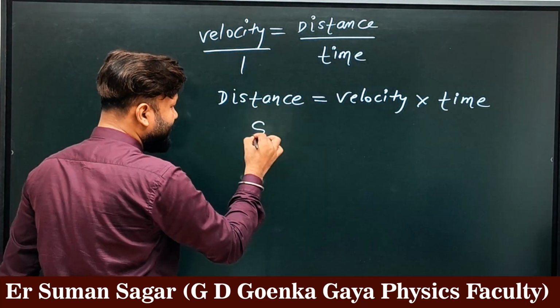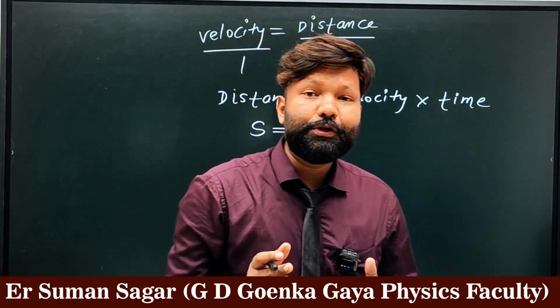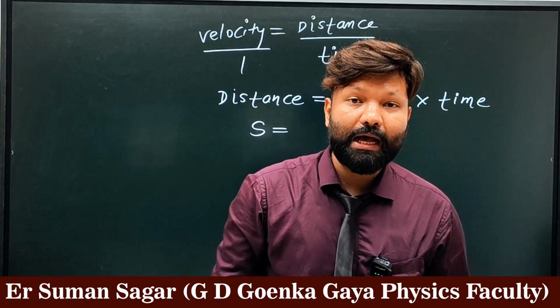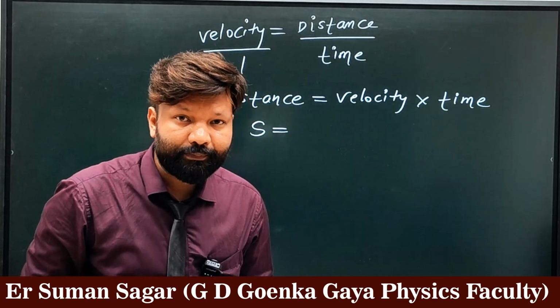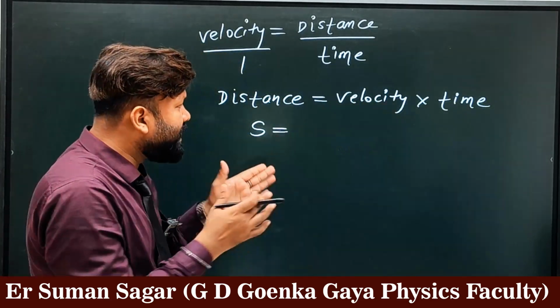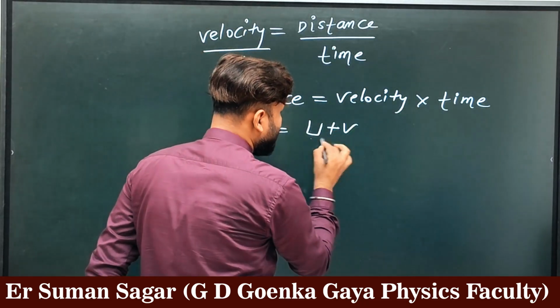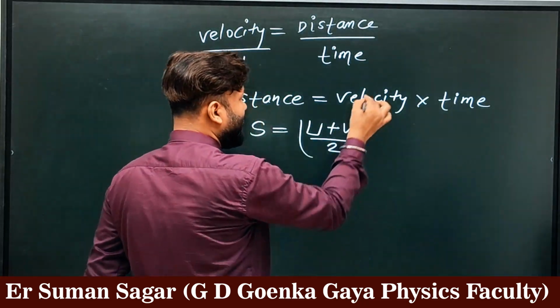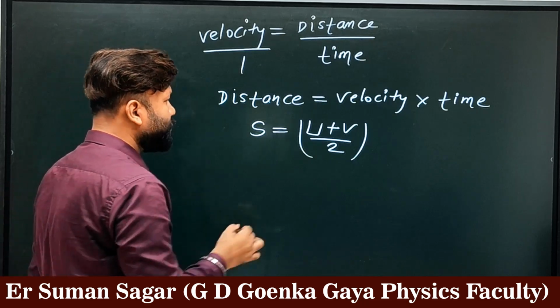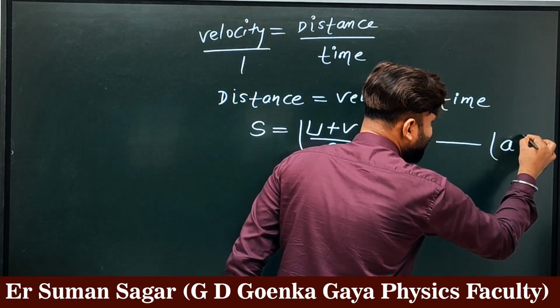Now distance denoted by s. Velocity, here we will take velocity u plus v by 2. Now many one will ask, sir, that is the average velocity. So here we cannot take initial, we cannot take final. So we are going to take the average velocity, that is u plus v by 2. In place of velocity, we will take u plus v by 2. And time t. Suppose this equation is a, students.